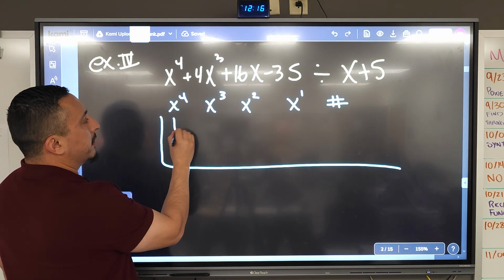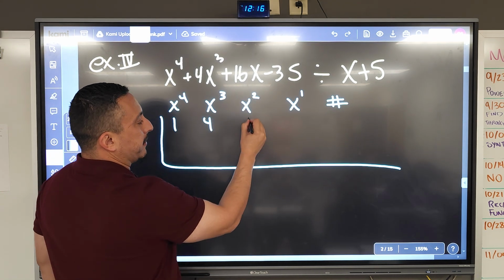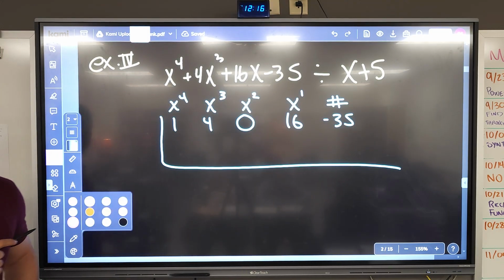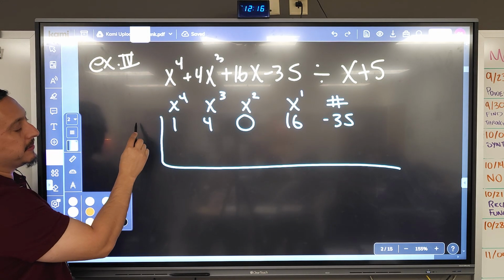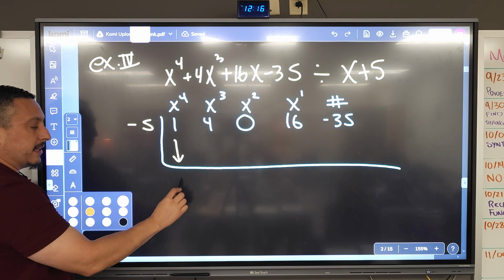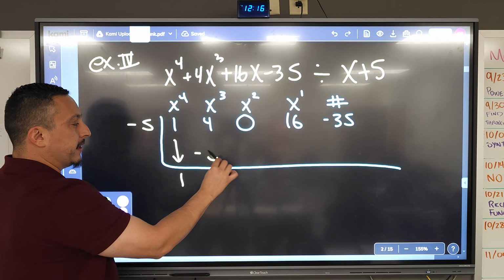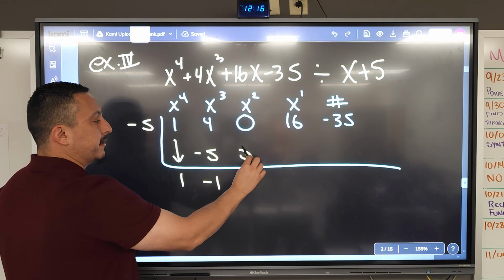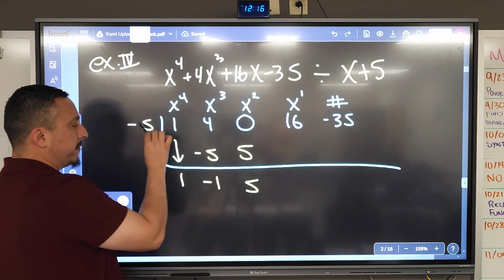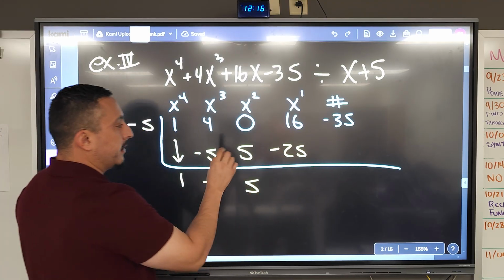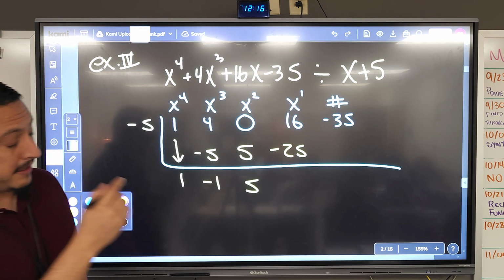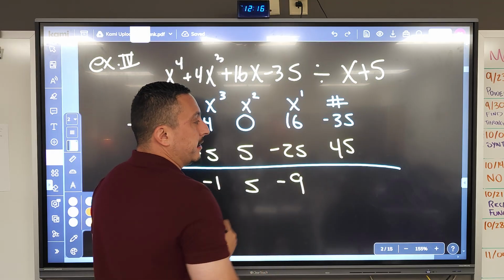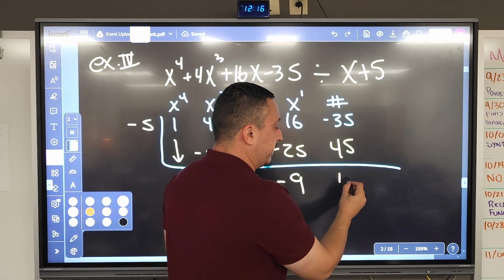Okay. 1, 4, 0, 16, negative 35. So make sure you have that 0. That's the placeholder. And then I'm dividing by negative 5. So drop this down. Multiply by negative 5. Add. Multiply. Negative times the negative is a positive. Add. Multiply. Add, what would that be? Negative 9. Negative times the negative is a positive. And then you add those, positive 10.